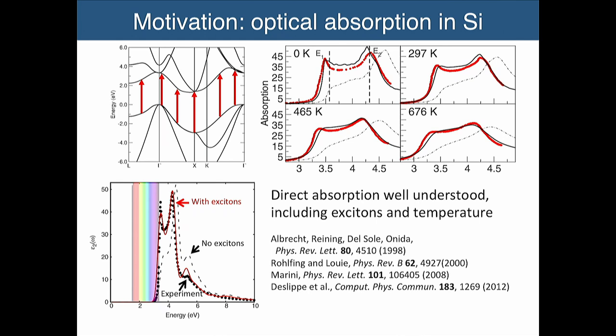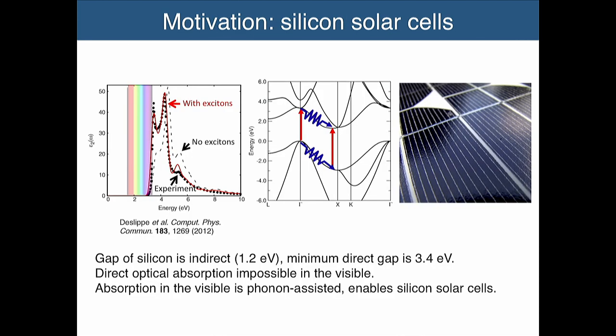If you notice though, all these absorption calculations occur in the ultraviolet. In the visible spectrum, the absorption you would get from a direct calculation will be zero. But we know that silicon does absorb visible light. It's not transparent. Its indirect gap is 1.2 electron volts, while the minimum direct gap is 3.4 eV. So you only get direct transitions when your photon energy is in the ultraviolet. It's impossible for silicon to absorb in the visible directly.